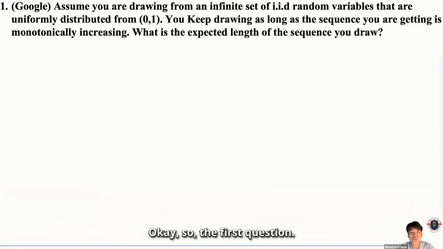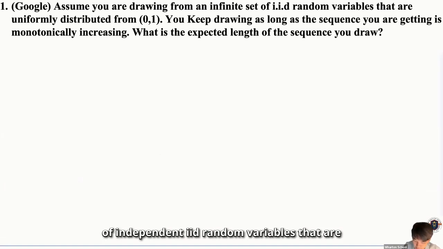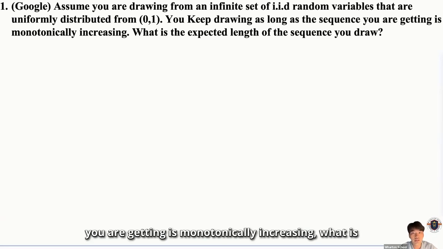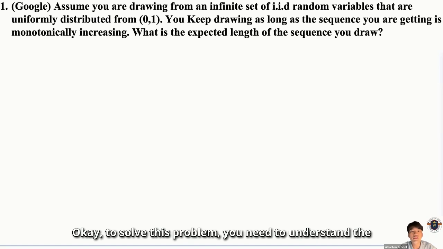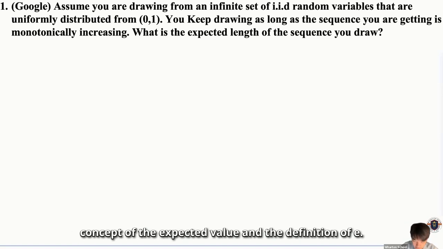Okay, so the first question: assume you are drawing an infinite set of independent IID random variables that are uniformly distributed from 0 to 1. You keep drawing as long as the sequence you are getting is monotonically increasing. What is the expected length of the sequence you draw? To solve this problem, you need to understand the concept of the expected value and the definition of e.